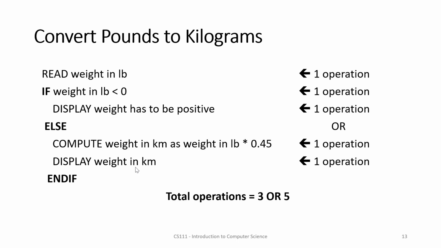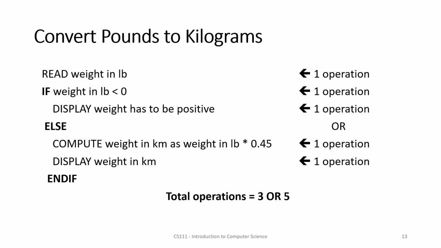Let's take a look at another program here. This one says convert pounds to kilograms. So we read the weight in pounds. If the weight is less than 0, we display the message that the weight has to be positive. So you may exit the program from here. If the weight is greater than or equal to 0, we will compute the weight in kilograms as weight in pounds times 0.45. And then we display the weight in kilograms.